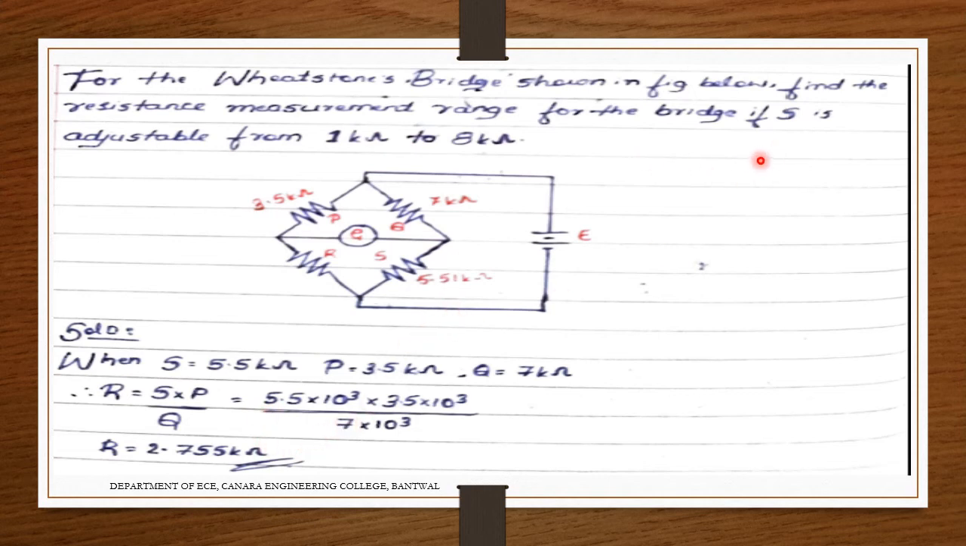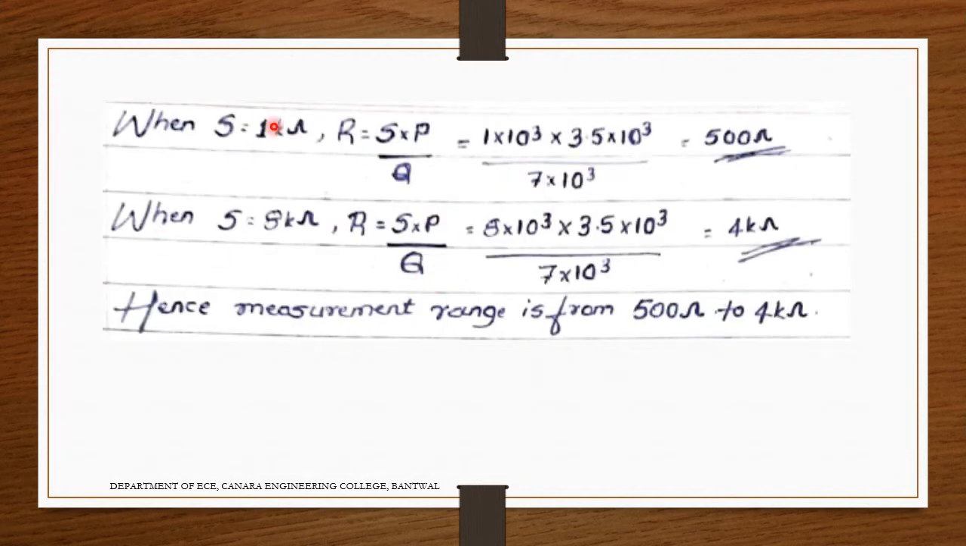But what we need to find is, if we vary S from 1 kilo ohm to 8 kilo ohm, I'm just going to substitute into the same formula. Instead of 5.5 kilo ohm, I'm going to substitute 1 kilo ohm and 8 kilo ohm. So I need to find how R will be varying with respect to S. When S is equal to 1 kilo ohm, what is the value of R? R is equal to S into P divided by Q. S is 1 kilo ohm into 3.5K divided by 7K. That is equal to 500 ohms.